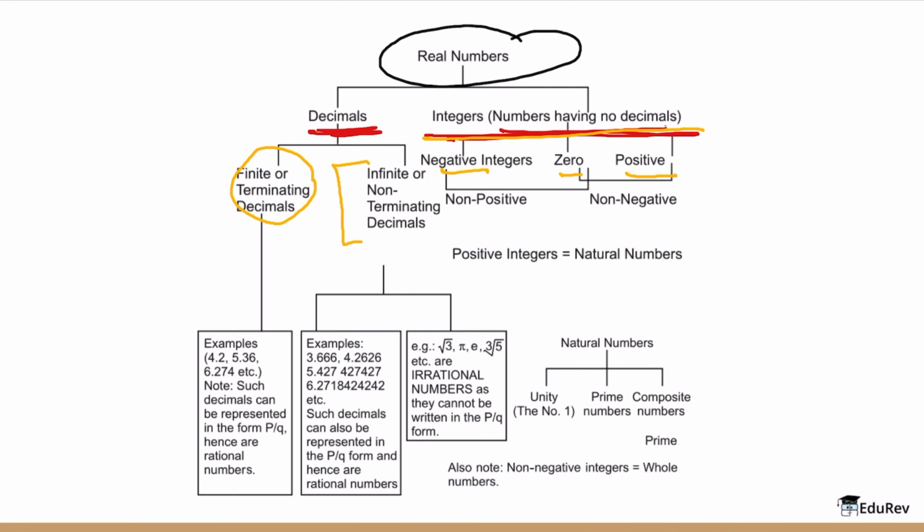Zero and the positive ones are termed as non-negative integers, whereas zero and the negative integers are termed as non-positive integers. Then finite or terminating decimals have these examples, infinite or non-terminating decimals have these examples, irrational numbers and all that sort. Then natural numbers are subdivided into three categories, that is unity, prime numbers and composite numbers. So all this is what we are going to study and learn step by step, building on the number systems.